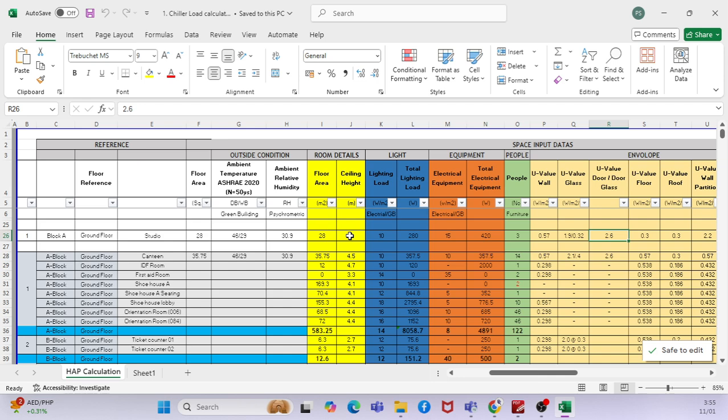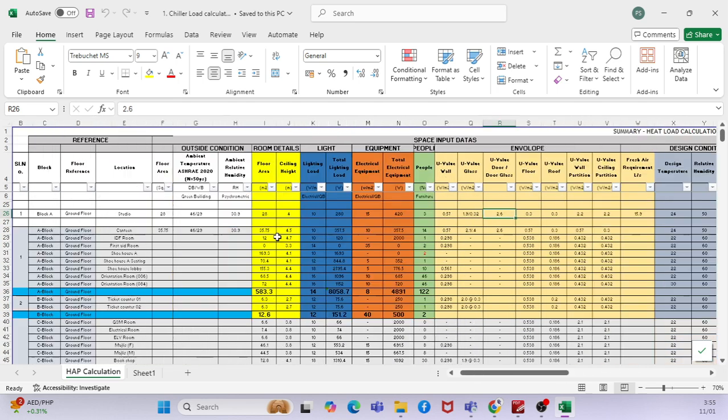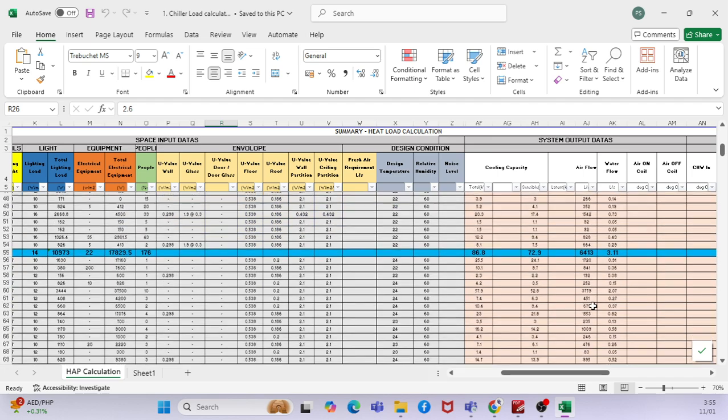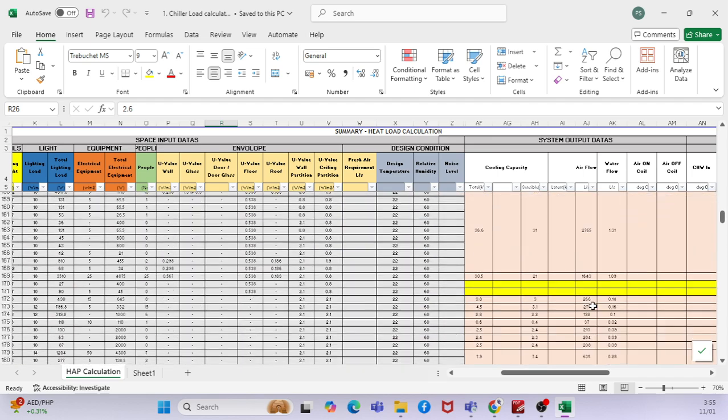So how do you find out the building heat? Based on the HAP calculations, right? For each and every space, based on the requirement, based on the floor area, ceiling, lighting load, electrical equipment, then people, then envelope, like wall, glass, floor, roof, partitions, everything. Based on that, you are going to find out what is the heat inside each and every space. So you are going to feed all the data into the particular Excel sheet, and based on the system output, you are going to find out what is the total heat inside the building, right?